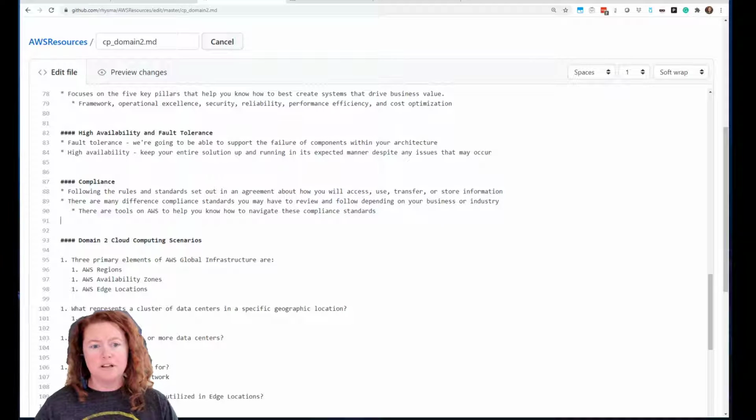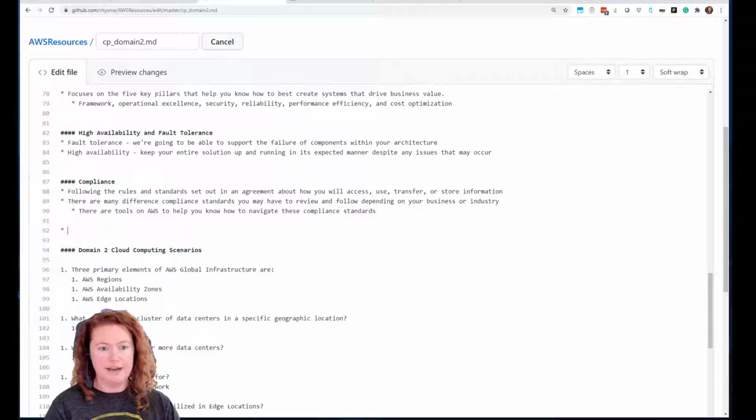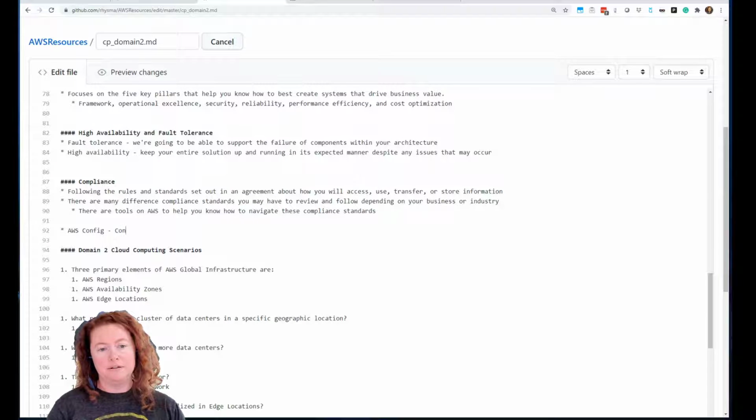So we're going to talk about three in particular. The first one we're going to talk about is AWS Config. We talked a little bit about AWS Config earlier, but there are some conformance packs that are provided to help you with aspects of compliance.